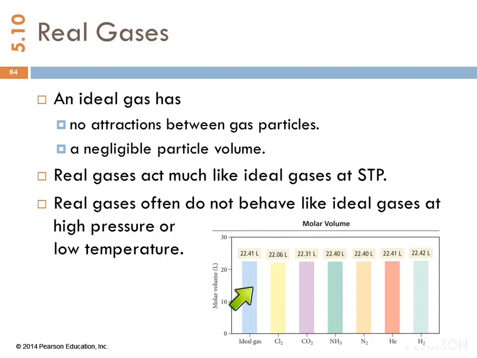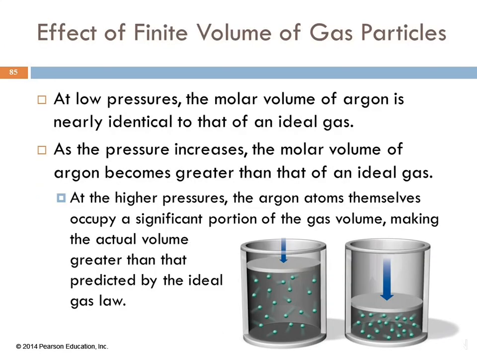We can get an idea for how ideal a gas is by looking at its molar volume. If you look at the actual molar volumes for these different gases at STP, they are very close to 22.4. In fact, helium hits it right on the nose. This is 22.41, and this one's 22.41. See that chlorine is a little off the mark, but these are pretty close. What happens at low pressures? At low pressures, the molar volume is nearly identical to that of an ideal gas.